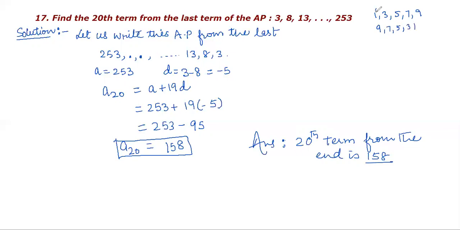See what is d here? d here is 2. And what is d here? d here is minus 2. So children, you are able to notice that this is an AP. When we are writing it like this, it is an AP. And when I reverse the AP, again it is an AP. Every time it is decreasing by 2.